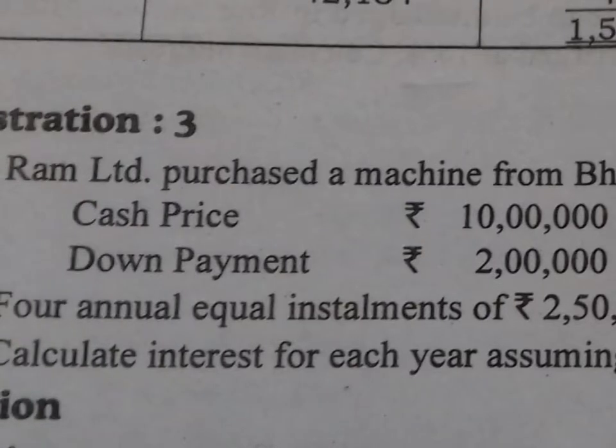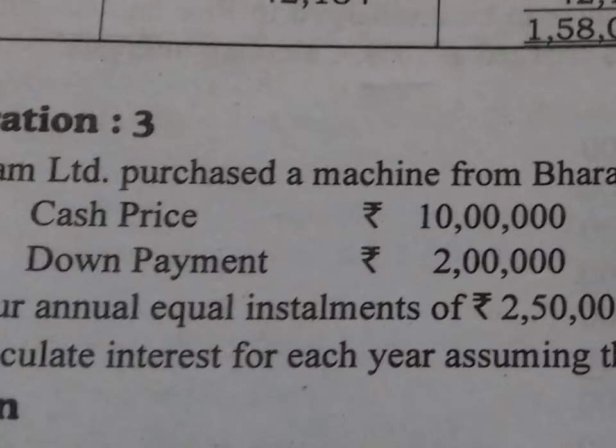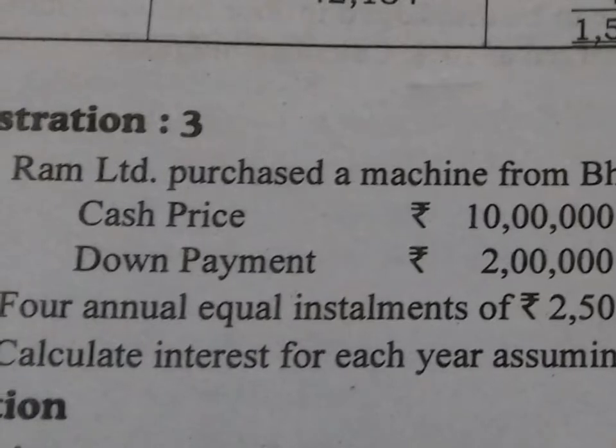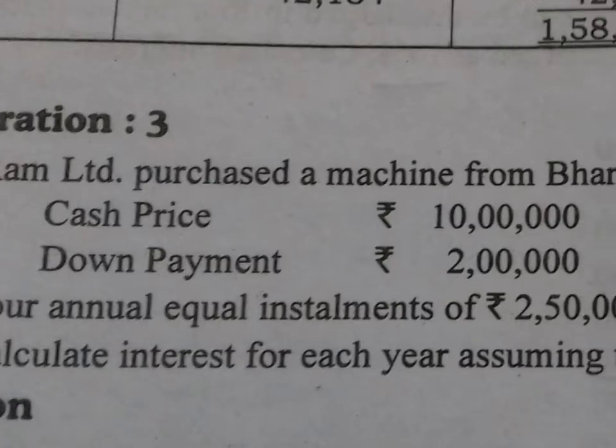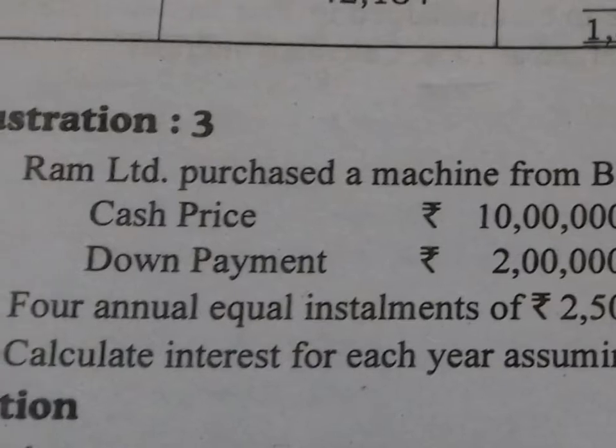Now further information they have provided. Cash price rupees 10 lakhs. That means the cash price of the machine is rupees 10 lakhs. But obviously it is not possible in case of hire purchase agreement for the hire purchaser to pay the entire cash price in one go. So therefore further they have given down payment rupees 2 lakhs. So hire purchaser has made a down payment of rupees 2 lakhs.